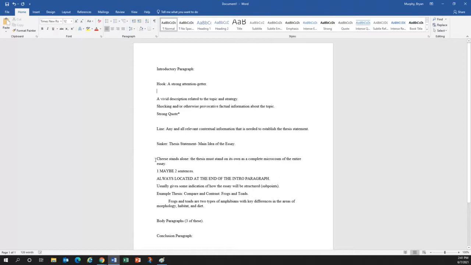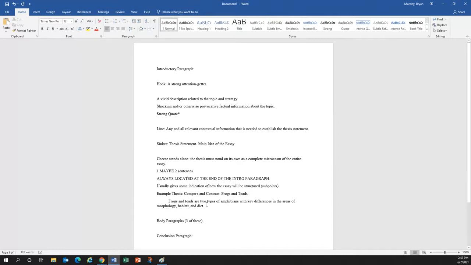Some rules about the thesis statement. The thesis must stand on its own as a complete microcosm of the entire essay. It must be one, maybe two sentences. It is always located at the end of the intro paragraph. It usually gives some indication of how the essay will be structured, including subpoints.